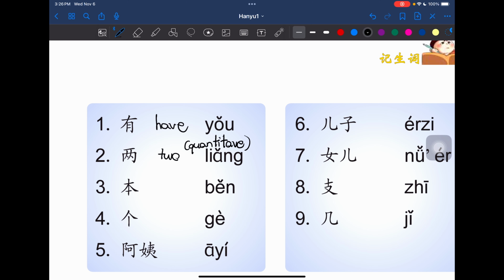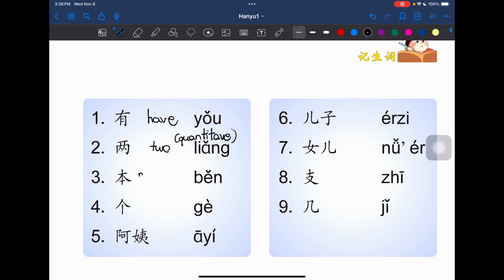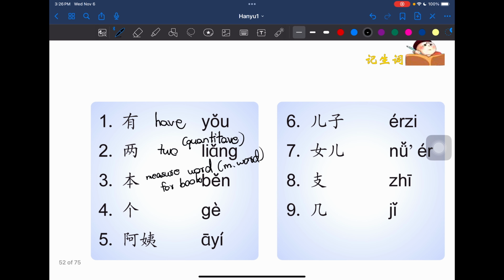本 is a measure word for books. Alright, so in the future I'm going to abbreviate measure words to m.word because there's going to be a lot of it. So measure word for books. So 本 like 一本书 1 book, 两本书 2 books, 三本书 3 books. That is 本. And to write 本 we're going to go 1, 2, 3, 4, 5.